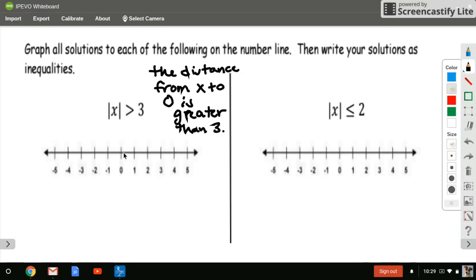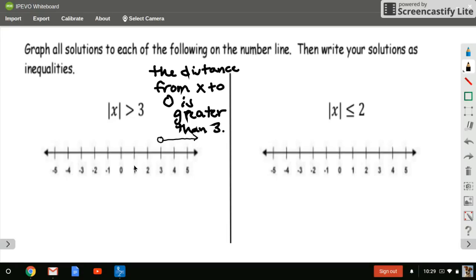So if we look at our number line, is 1 more than 3 spaces away? No. Is 2? No. Is 3? No, but is 3.1? Yes. So we're going to have an open dot at 3, and 4 is greater than 3 spaces from 0, so we're going to shade towards 4.